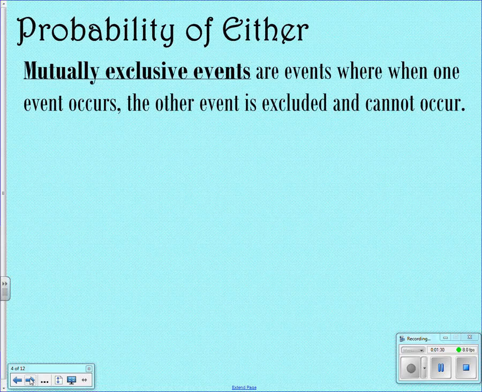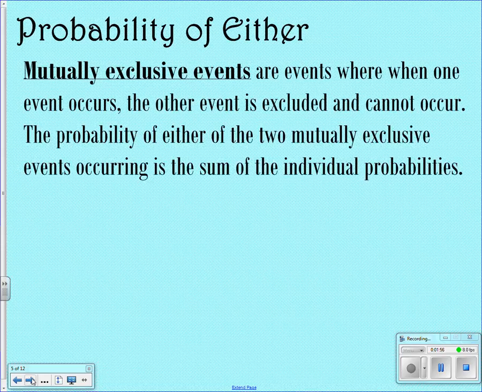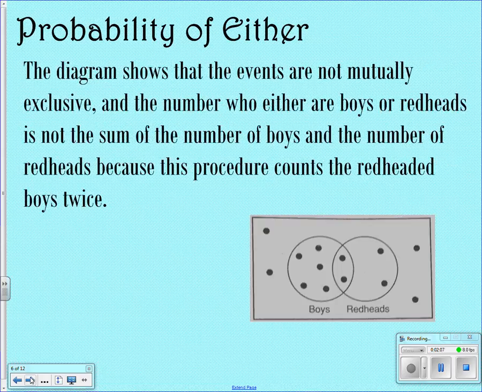We're going to be looking at mutually exclusive events. We're talking about probability of either. Those are events where one event occurs, the other event is excluded and cannot occur. So you are either going to be a boy or a girl. You can't be both. If you flip a coin, you're either going to flip a heads or a tails. You can't do both. So you have one or the other. Probability of either of the two mutually exclusive events occurring is the sum of the individual probabilities. So you're going to add the individual probabilities.